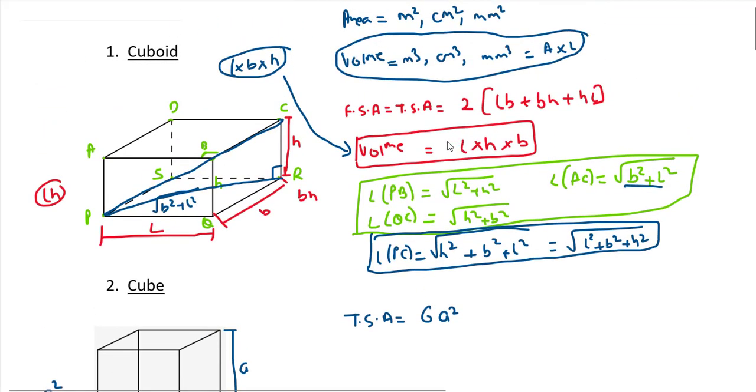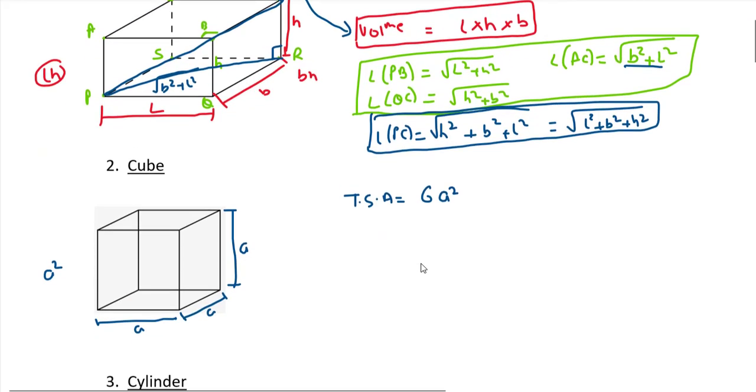You can substitute all these values here. L will be equal to B will be equal to H. All these dimensions will be equal. If you substitute these values, you will get A square plus A square plus A square, which will be 3A square. 3A square into 2 will give you 6A square, which is the same answer that we are arriving at.